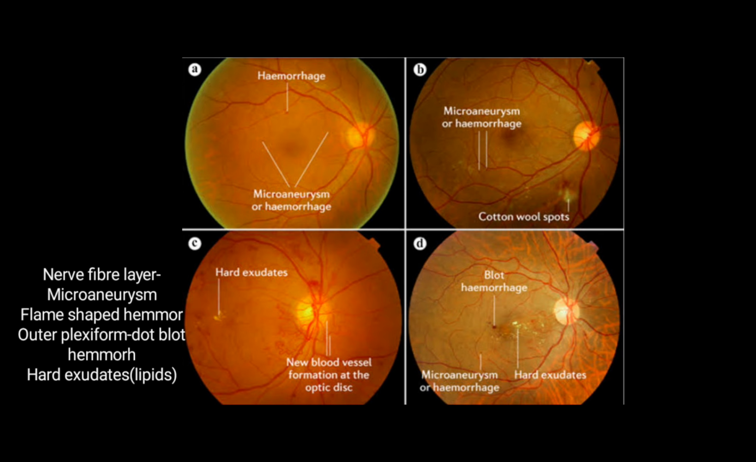In the nerve fiber layer, microaneurysms are visible in this picture, and flame-shaped hemorrhages. And in this we will be seeing the outer plexiform layer. We will be seeing the hard exudates. Hard exudates are due to lipids, and we will be seeing the dot and blot hemorrhages. Dot and blot hemorrhages, why here? Because in the outer layer the vessels are vertical, so we will see only dots, while in the nerve fiber layer the vessels are horizontal, so we will see the flame-shaped hemorrhages.